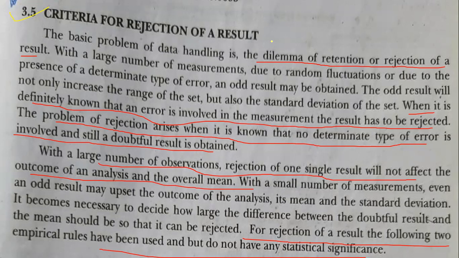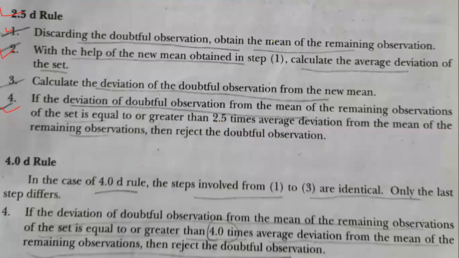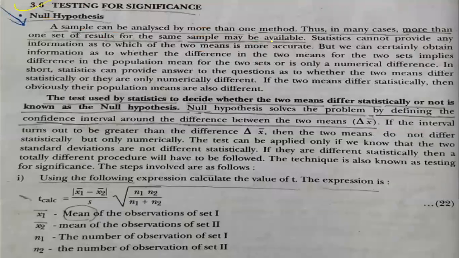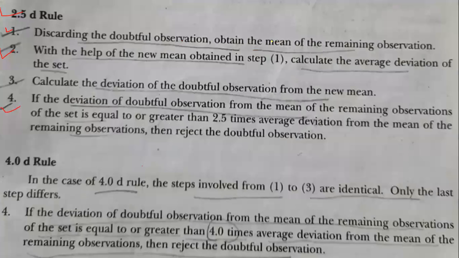So, for rejection of a result, we are going to follow certain rules, and these rules do not have any statistical significance, but we are going to follow them. Okay, so what are these rules? First is the 2.5D rule, second is the 4.0D rule, third is the Q test. Now, what is the 2.5D rule?